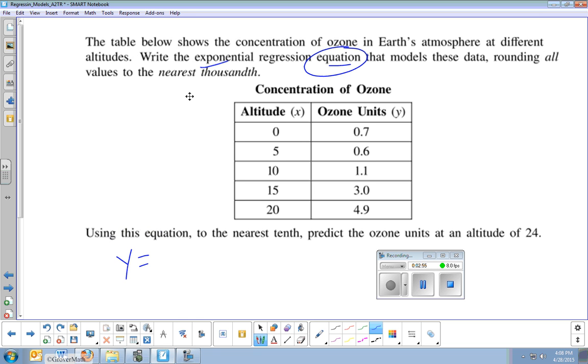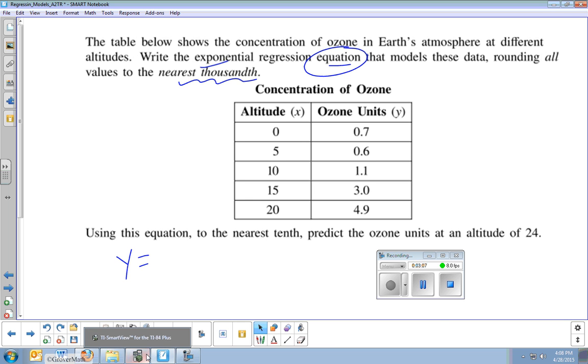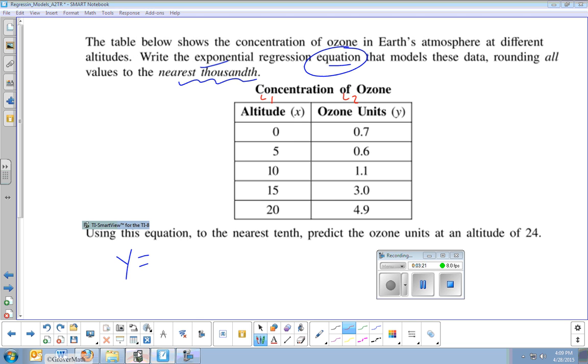Rounding all values to the nearest 10,000s. Remember always to underline what you have to round to, because the most common error on these problems is people lose points simply because they rounded wrong. So we start this exactly as we've been starting these problems, where we're going to put this data into our calculator. So here's our L1 and L2 columns, and these are separate variables.